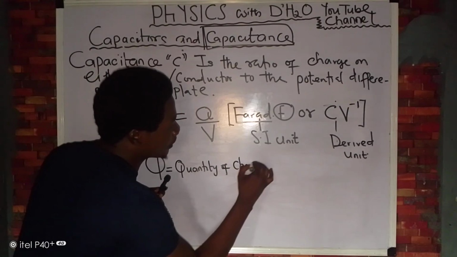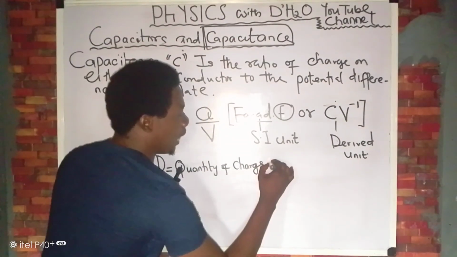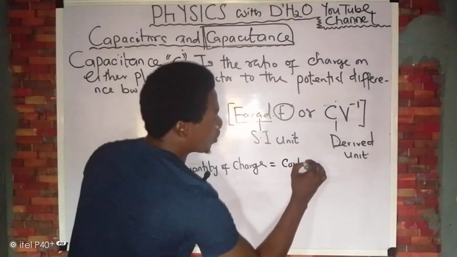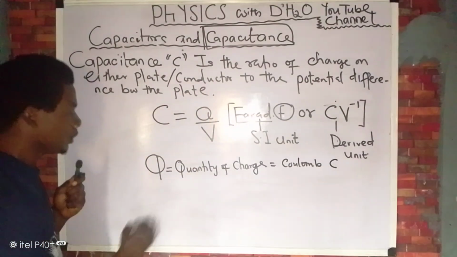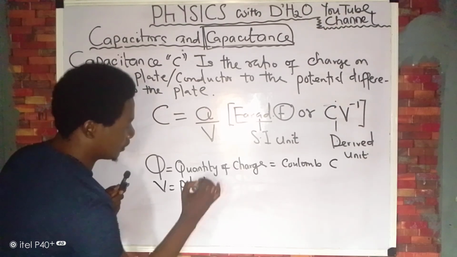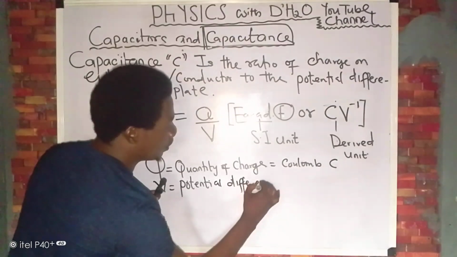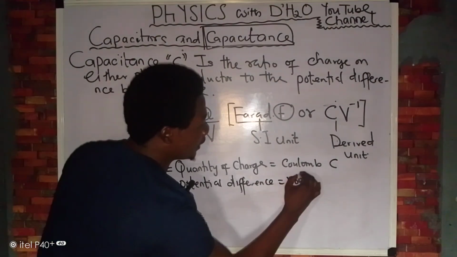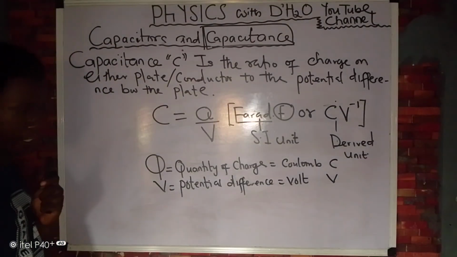C represents quantity of charge. Okay? Your quantity of charge is measured in what? Coulomb, and the unit is C. V represents what? Potential difference. Your potential difference is measured in volts and the symbol is V.